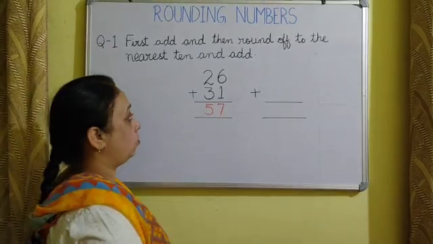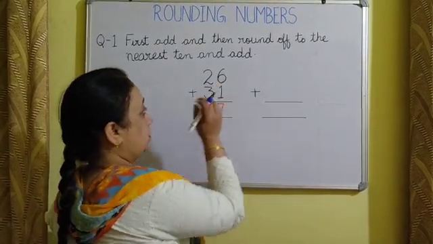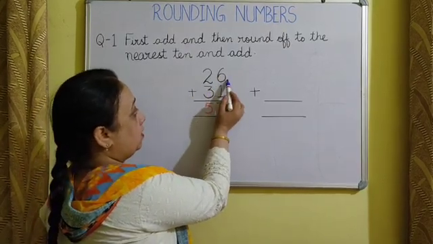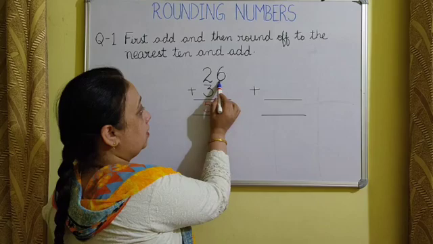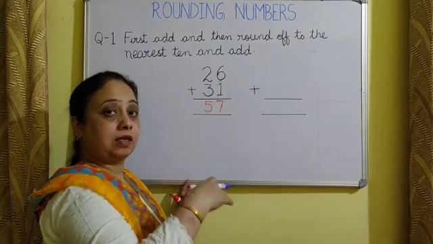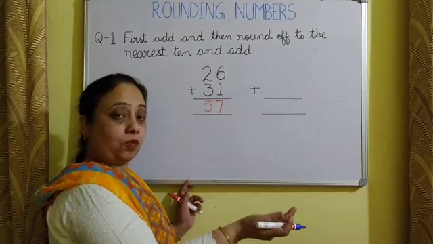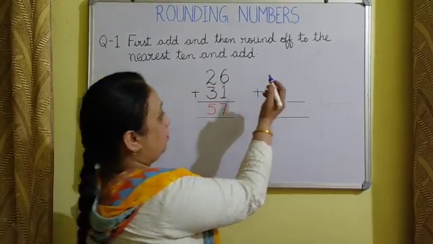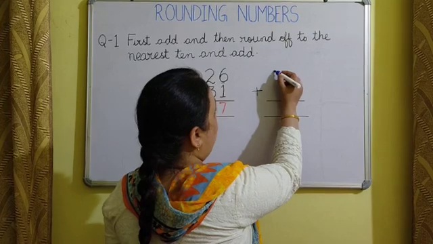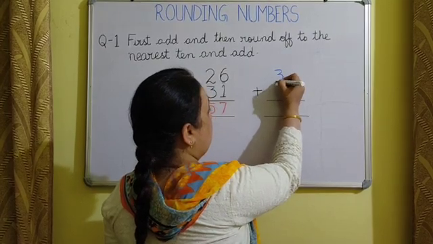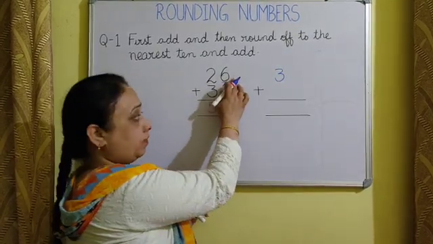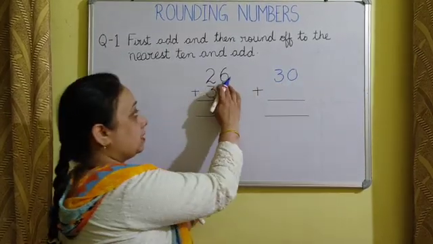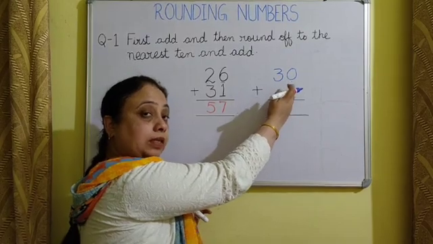Now we have to round off 26. What will we do? We will look to the right, that is the ones place here. 6. Now 6 is more than 5. So what do we have to do? We will add 1 to the tens number here, that is 2 plus 1 will be 3. And in place of 6, we will write 0. So 26 is rounded off to 30.